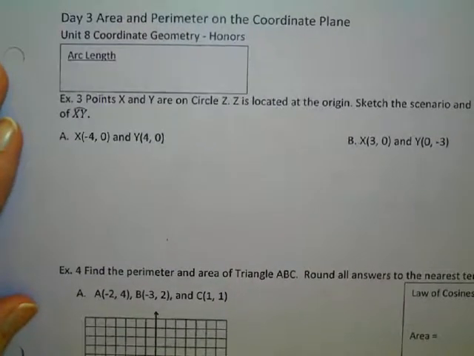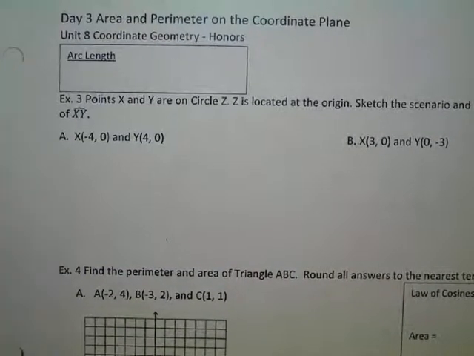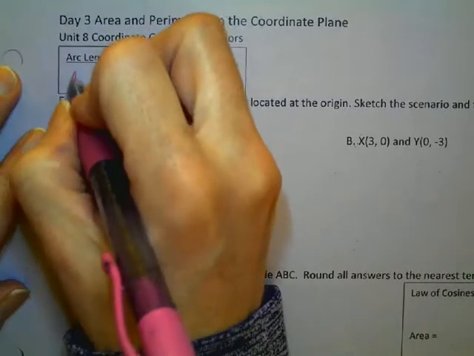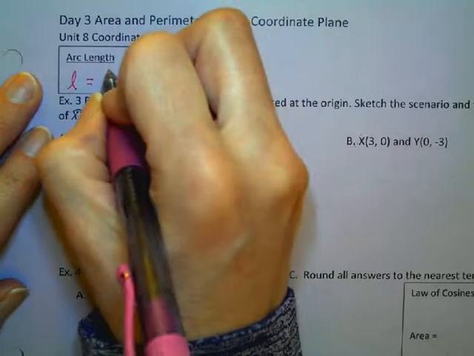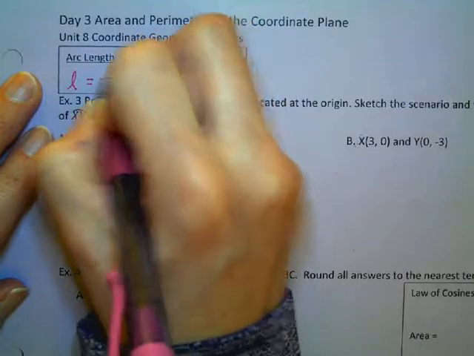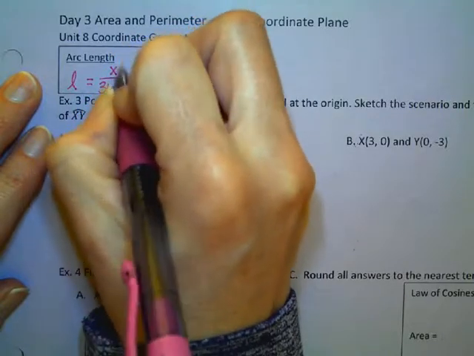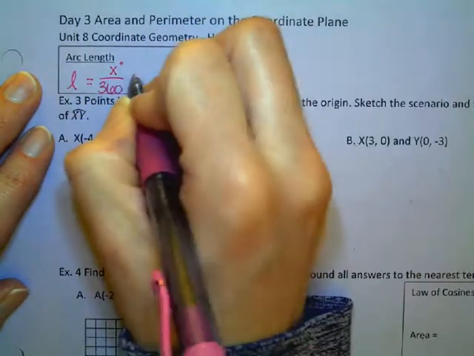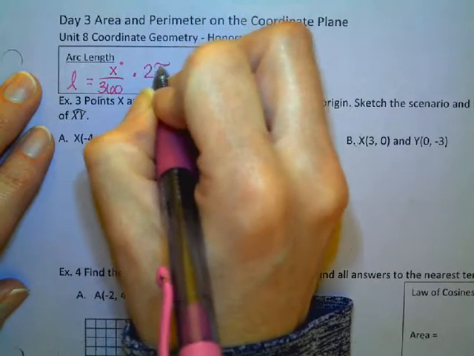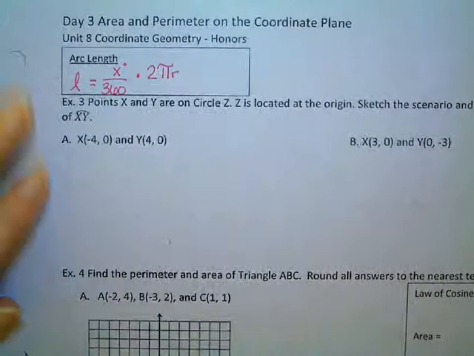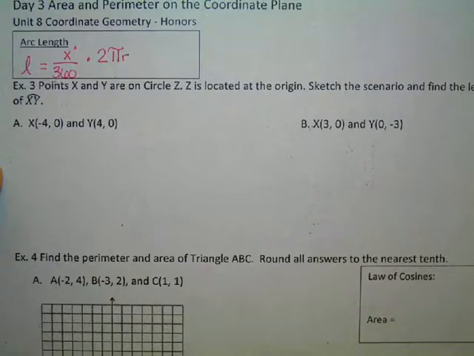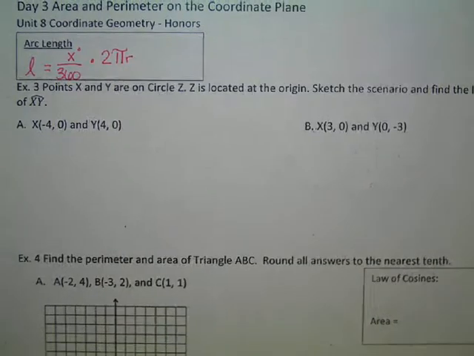Next thing we're going to review, also a last chapter thing, is arc length. If you remember the arc length formula, this is the one that you had to memorize from the circles chapter. Arc length equals the central angle over 360, so it's how many degrees over 360 times 2 pi r. Remember, arc length is what goes around the outside of the circle.